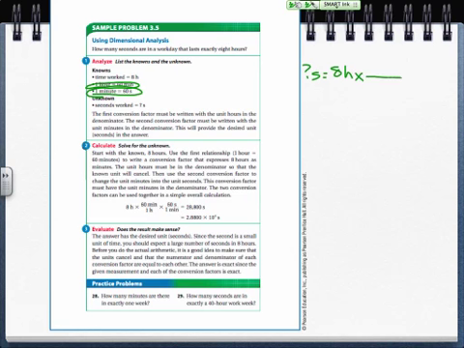So we need to set it up in such a way that those cancel. So to go from hours to minutes, I need to put hours on the bottom to make it cancel with this one. So 1 hour on the bottom, 60 minutes on the top.